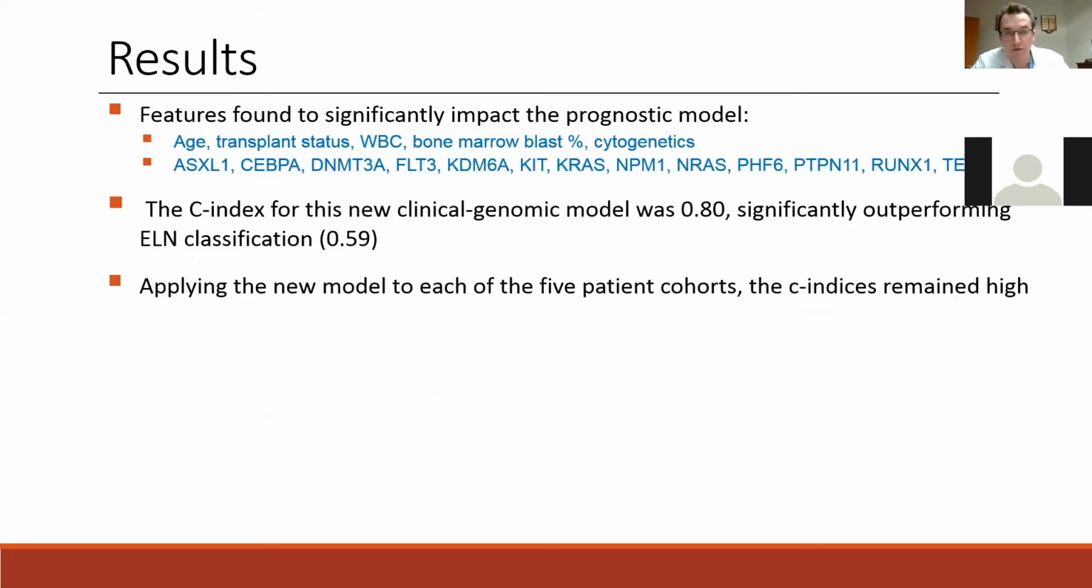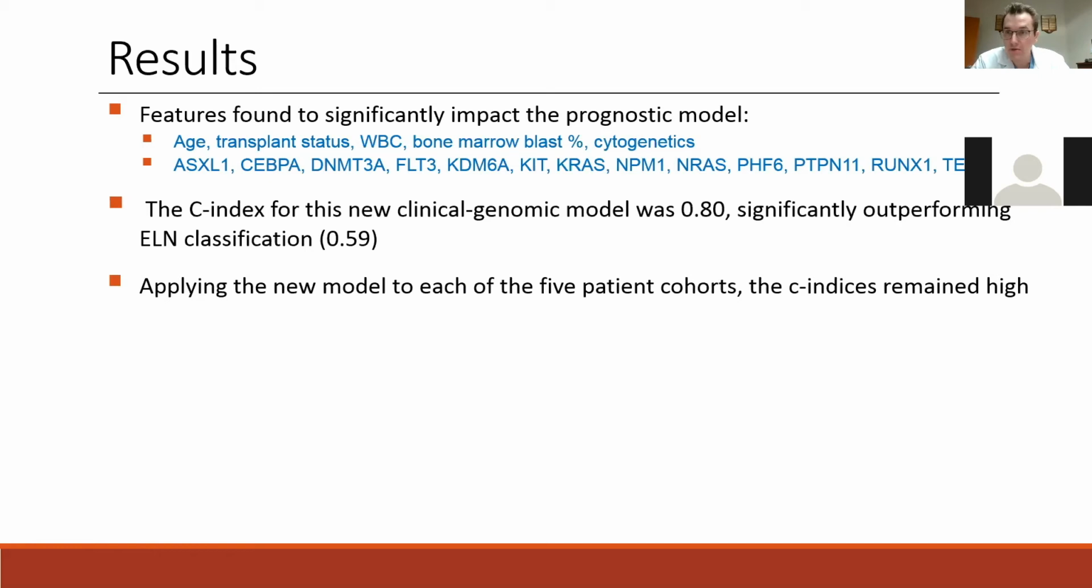What did we find? Of all those 252 features, most important were age, transplant status, white blood cell count, bone marrow blast percentage, and cytogenetic feature category, as well as these particular gene mutations. The C-index of our new model was 0.80, significantly outperforming the ELN classification at 0.59.